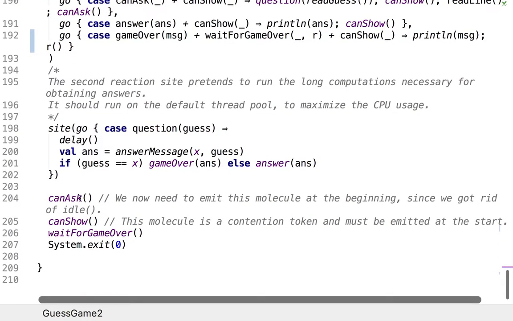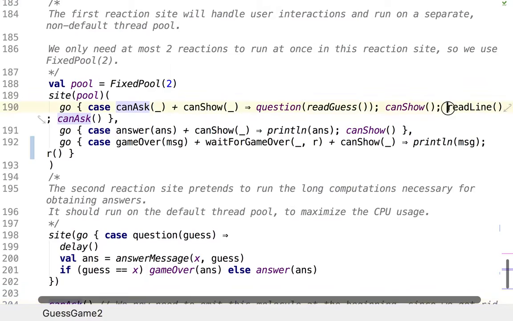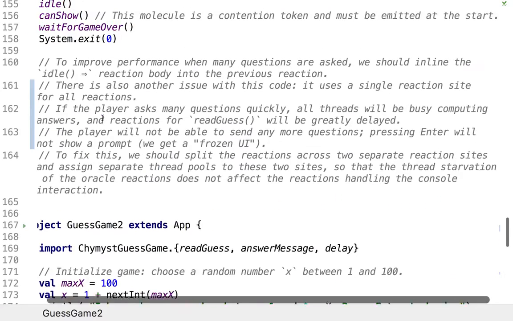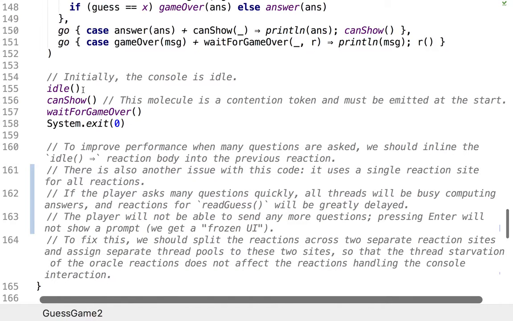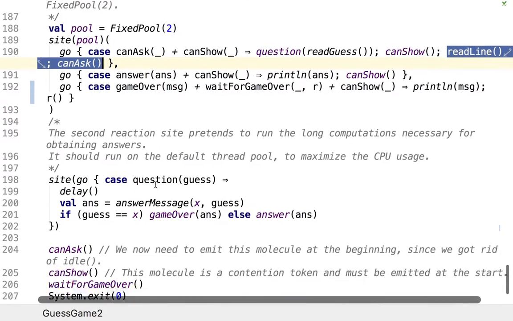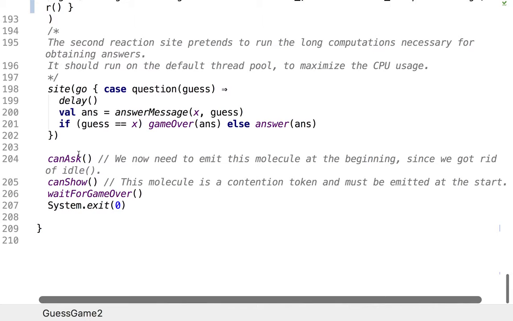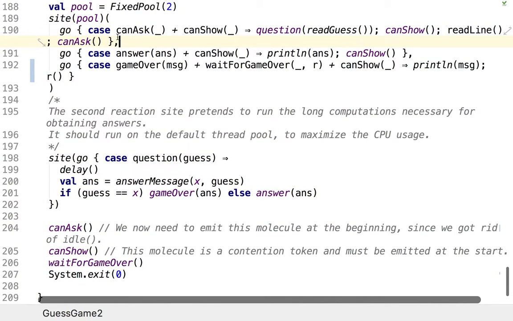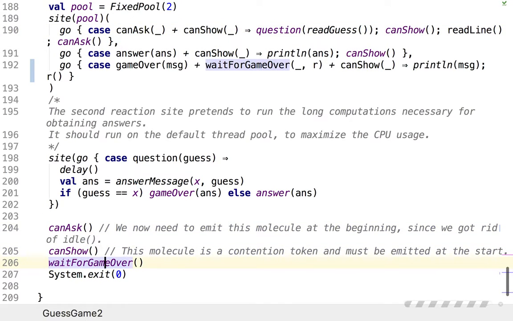Another change in the code is that initially we need to emit these molecules, can ask and can show. I have inlined this code here. Previously my initial code said I'm initially idle, so I was emitting the idle molecule. But now I eliminated the idle molecule. And instead I need to start this reaction to ask the first question right away. And for that I need can ask and can show. So I emit can ask and can show. So let me run this to see that we have fixed the bug.